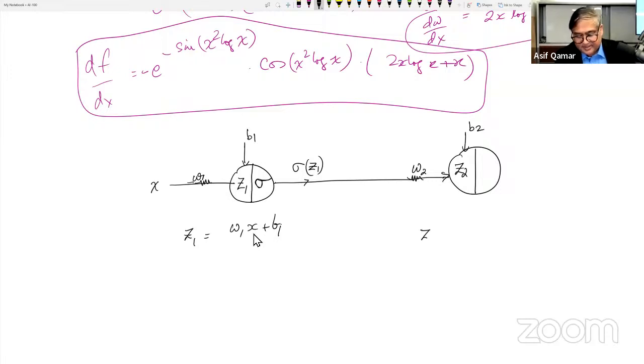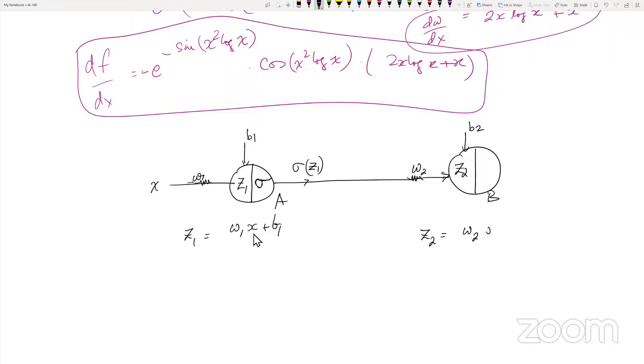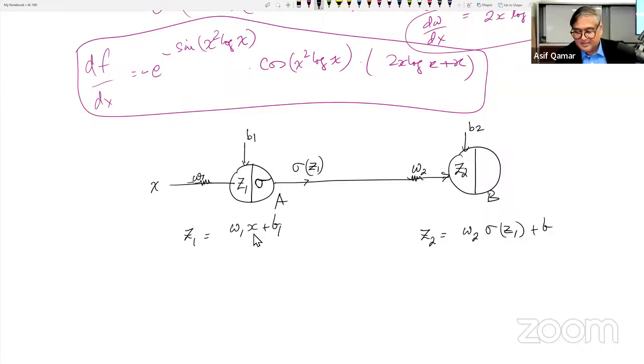So what will be the value here? Z2 is equal to W2 times the input going to this. What is the input going to be? Sigma Z1 plus B2. And what is this neural network, this chain of just two simple neurons, producing? This is your output, right? This is your prediction, Y hat, isn't it? Y hat will be sigma of Z2 because the activation is sitting here. So far, so good, guys?